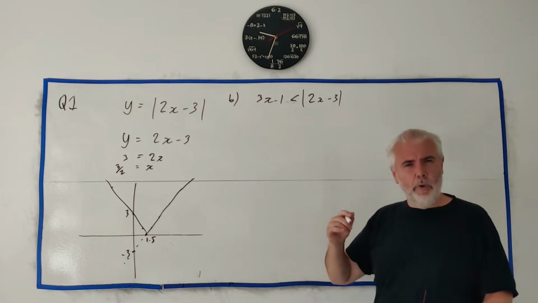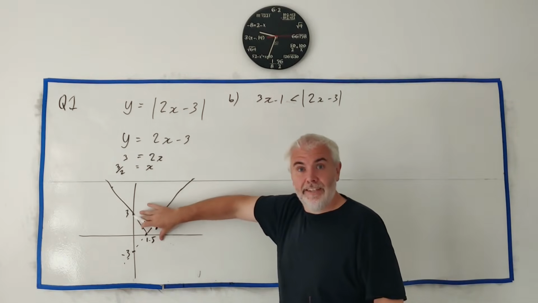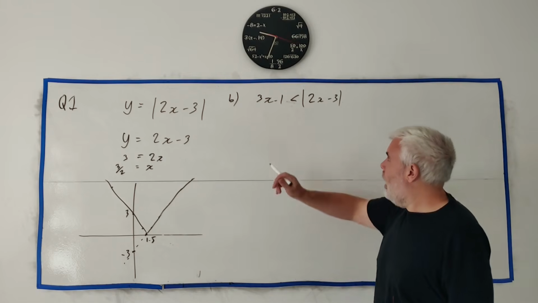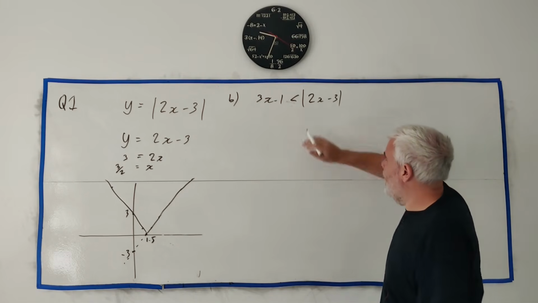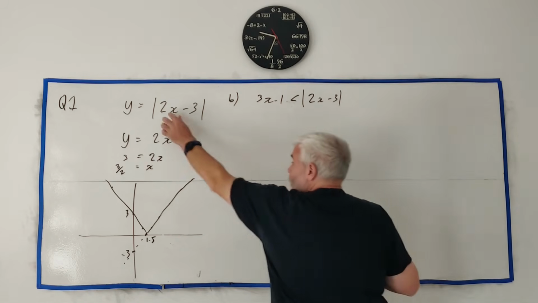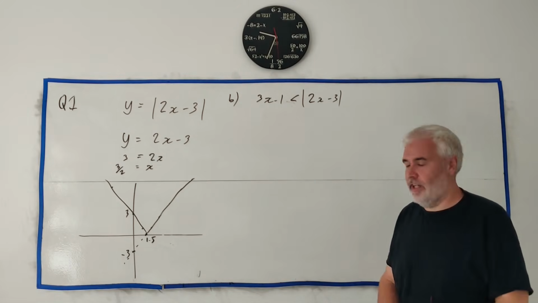But I'll do it the way they were trying to help you do it. They made you draw this picture to help you answer this question. So how do you do this? I'm going to treat this as a function on the left and a function on the right. The function on the right we drew here. This is the sketch of this right hand part of this inequality.